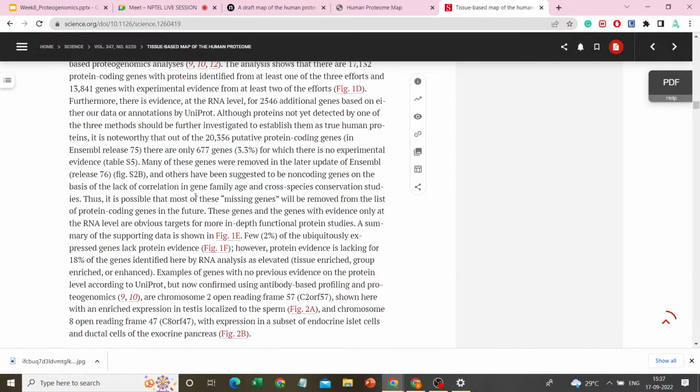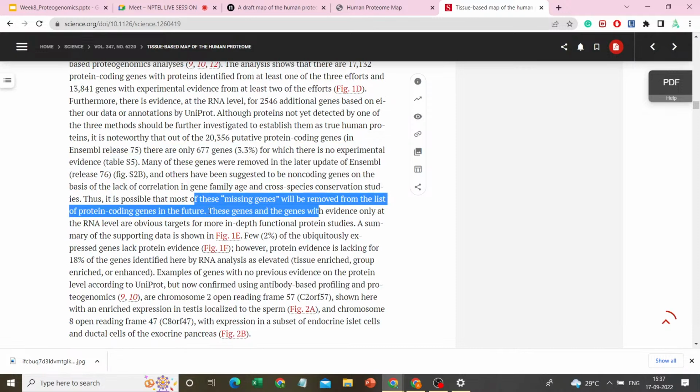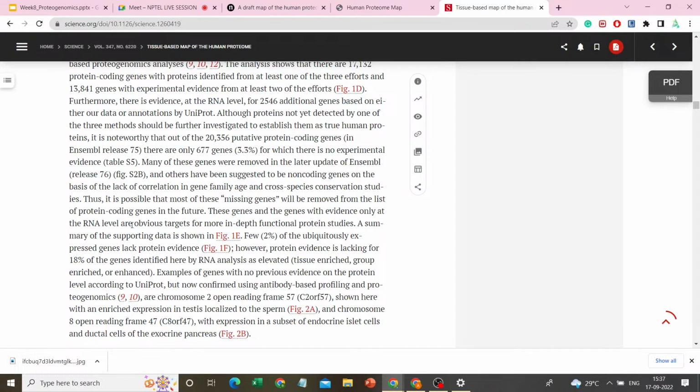Thus, it is possible that most of these missing genes will be removed in the future. The genes with evidence only at the transcript level are obvious targets for in-depth functional protein studies.